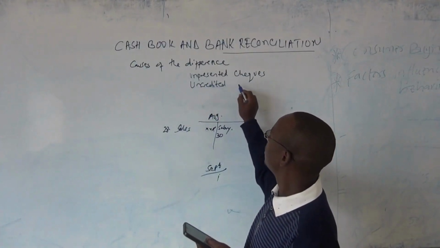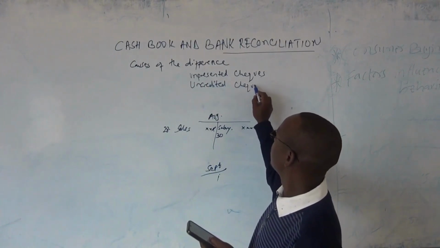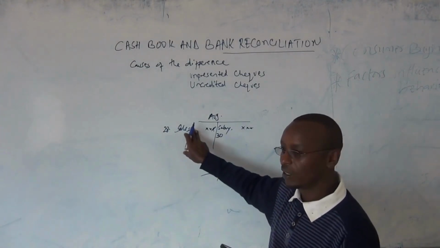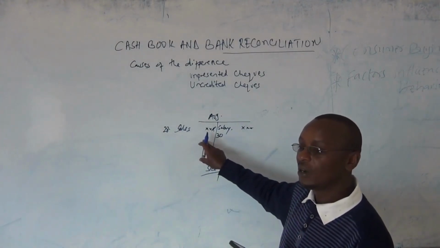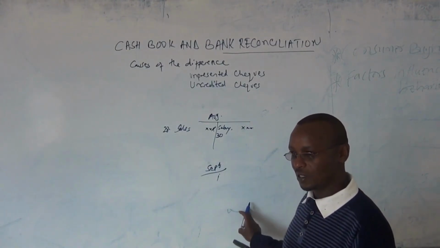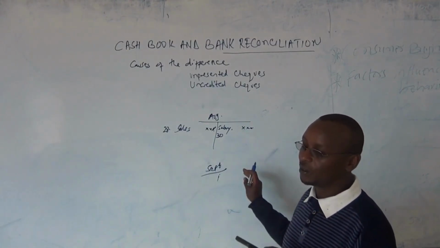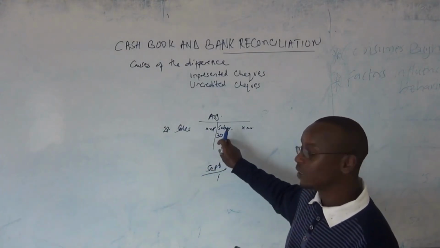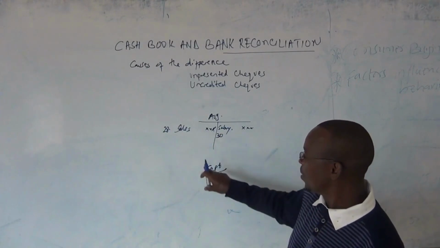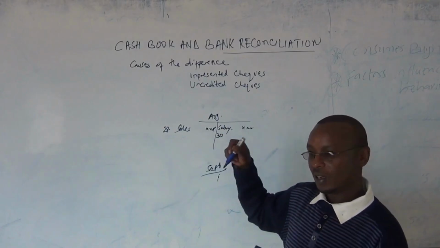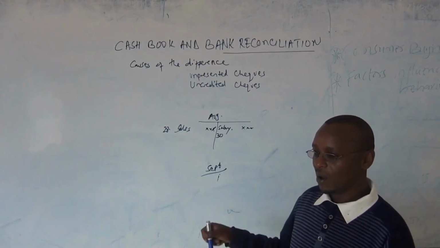Uncredited checks: when you receive a check and deposit it in the bank, the bank takes time to process it. Then that check, we call it an uncredited check, because at this date, at the end of this month, that check will not yet reflect on the bank statement. So it had not been credited by the bank.